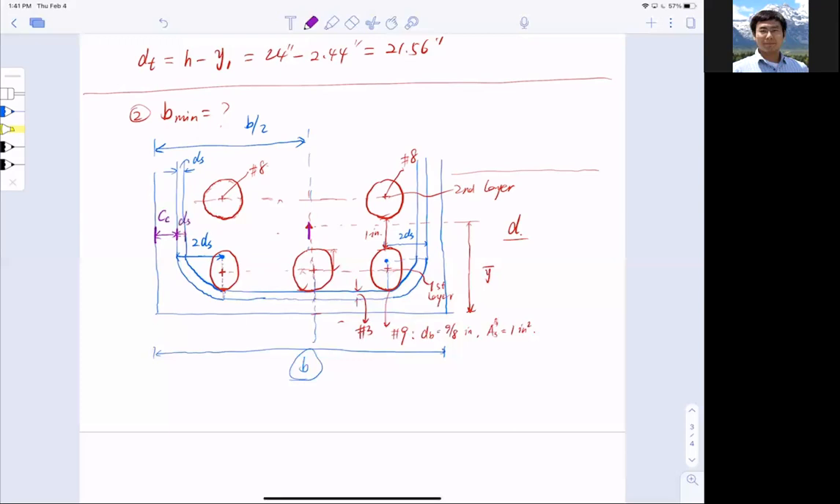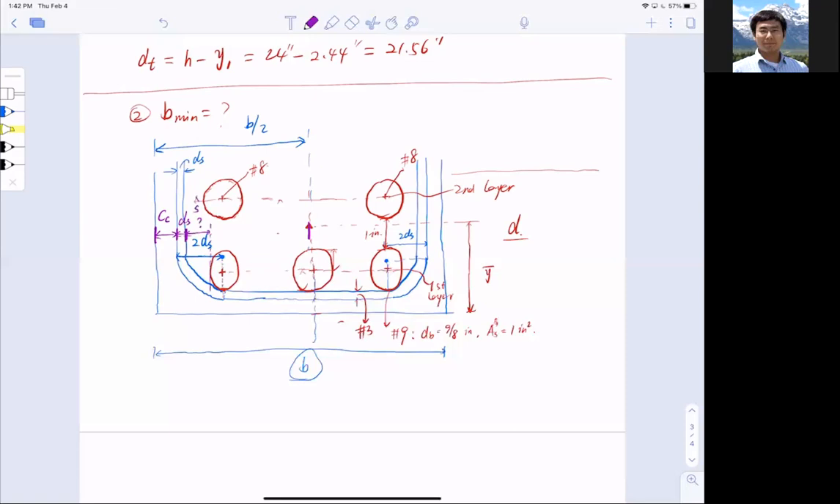Diameter of the stirrups, ds. Okay, so now from the inside edge of the stirrups, wake up, guys. This is important now. From the inside edge of the stirrups to the edge of the corner bar, this distance is a little bit tricky. Let me call this S hat.